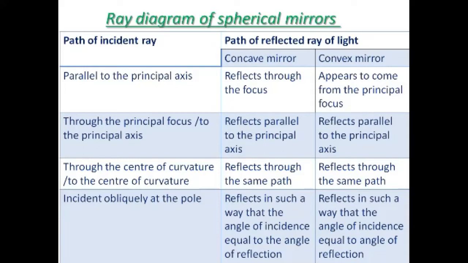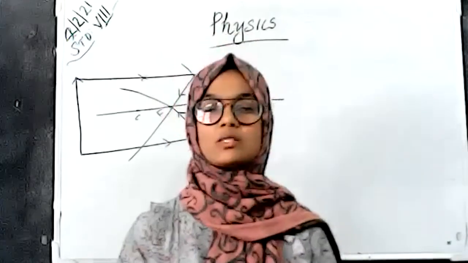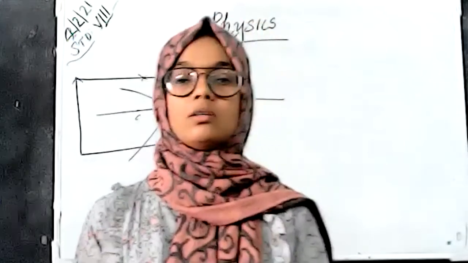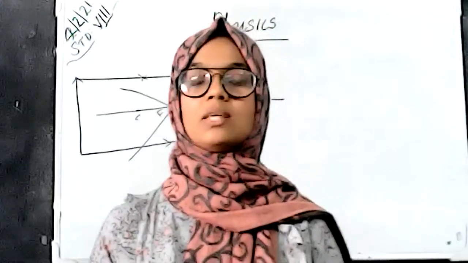And incident ray is falling obliquely at the pole, and in the last figure reflects in such a way that the angle of incidence is equal to the angle of reflection. And in convex mirror reflects in such a way that the angle of incidence is equal to angle of reflection. So I think all of you understand the path of reflected ray of light in convex mirrors and concave mirrors. Okay. So today's class we are discussing the ray diagram of concave mirrors and convex mirrors.